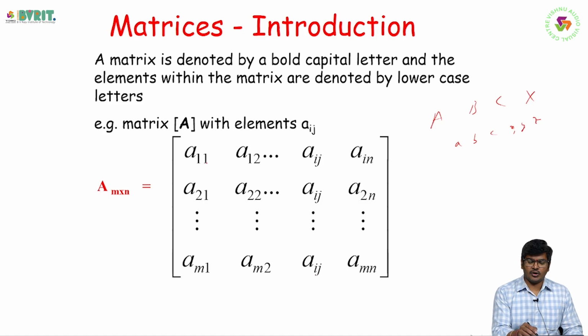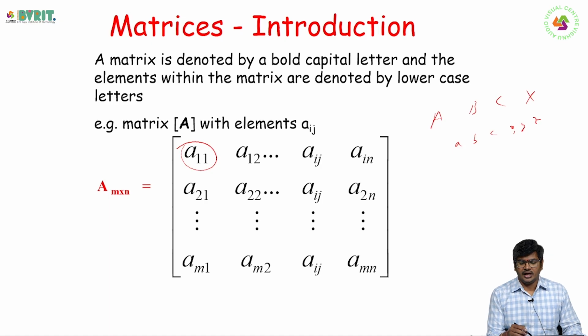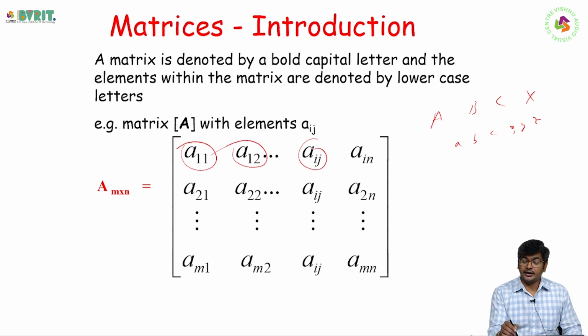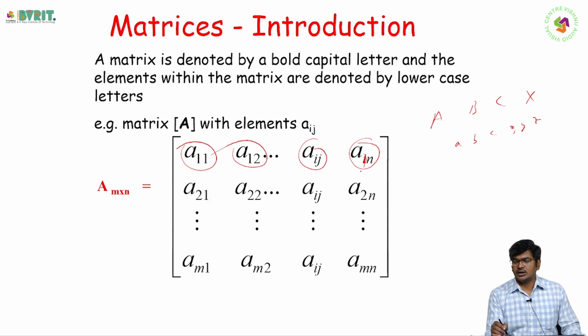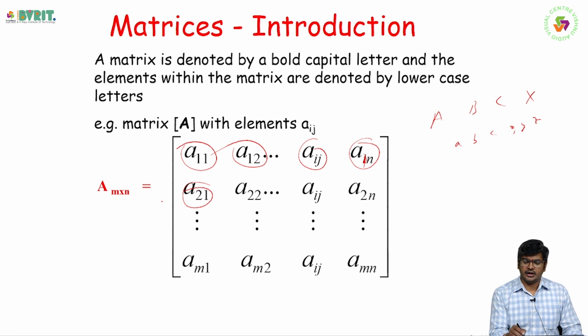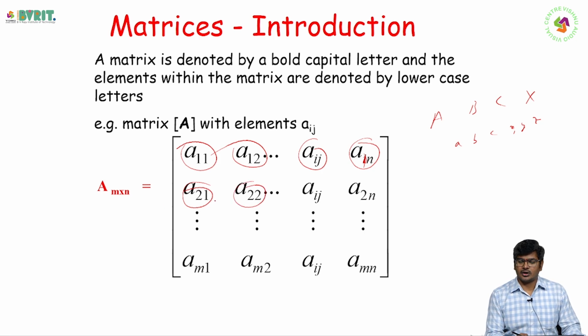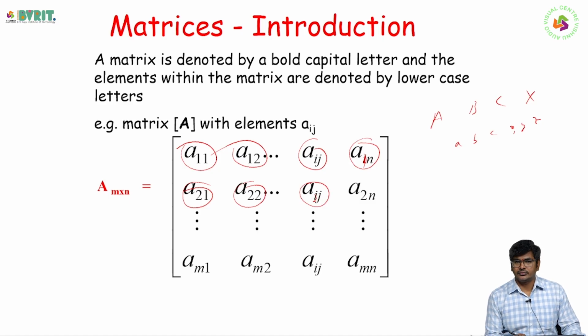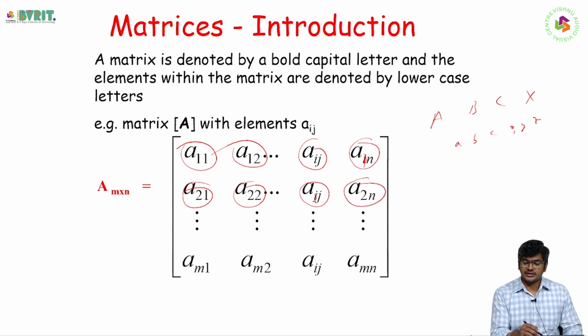Here observe that a11 is the first row, first column entry and a12 is the first row, second column. aij is the ith row and jth column and a1n is the first row and nth column. Similarly observe that a21 means second row, first column. a22 means second row, second column, a2j means second row, jth column and a2n is the second row, nth column. This is the general form of the matrix.